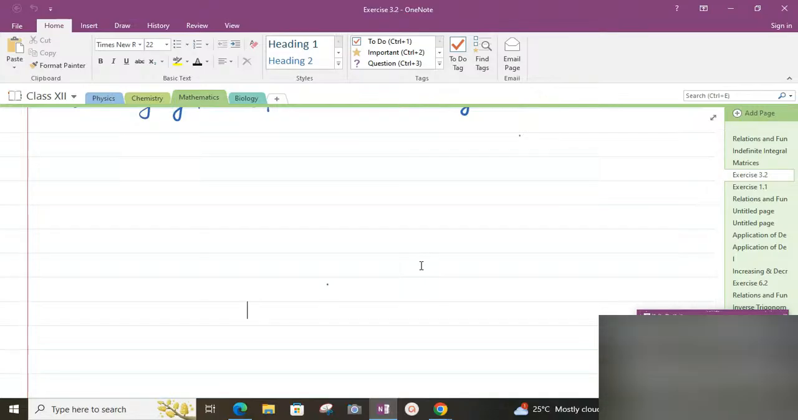In this class, I am going to solve the questions of NCERT Exemplar, question number 11 to 50. Let's see the question number 11. I am going to write the question number 11. Let's see here.